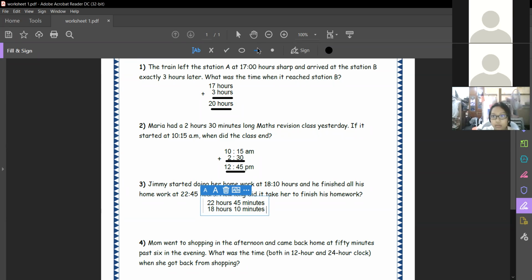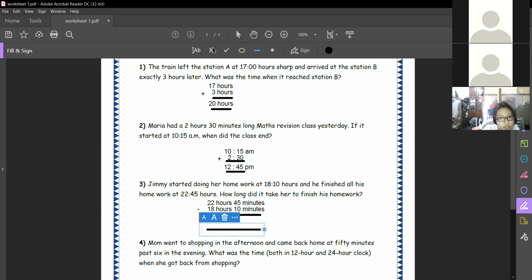So minus or plus? Minus. Minus. Very good. 22 hours you minus with 18 hours 10 minutes. Today's worksheet. Yes, it's today's worksheet. It's already in Edmodo. Okay.